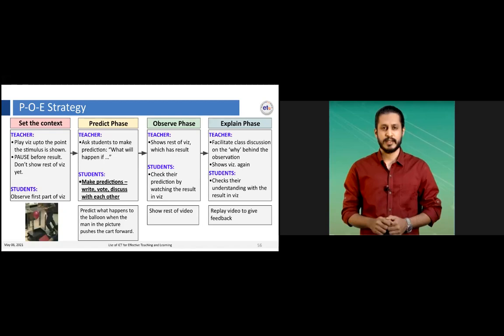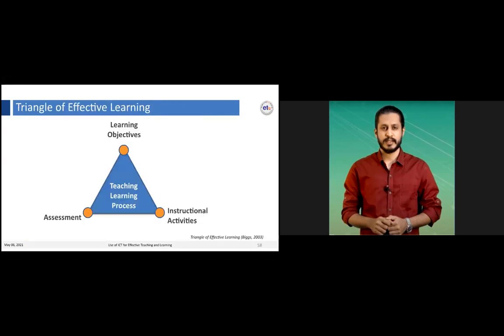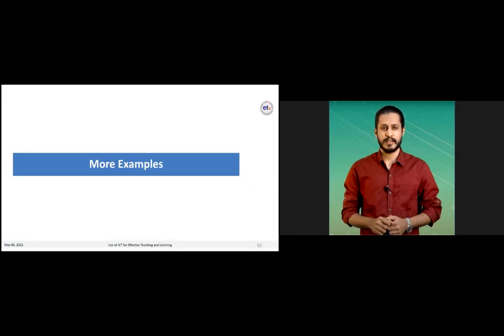Yeah. So this is how you can use the POE strategy, right? With effective use of the POE strategy with different tools, that is Mentimeter, YouTube video, PowerPoint, everything with a learning objective. Always remember the triangle of effective learning, where we talk about learning objective, assessment, and instructional strategy. So what we did, our learning objective was about predict, and the strategy that we used is POE. This is just for your reference.